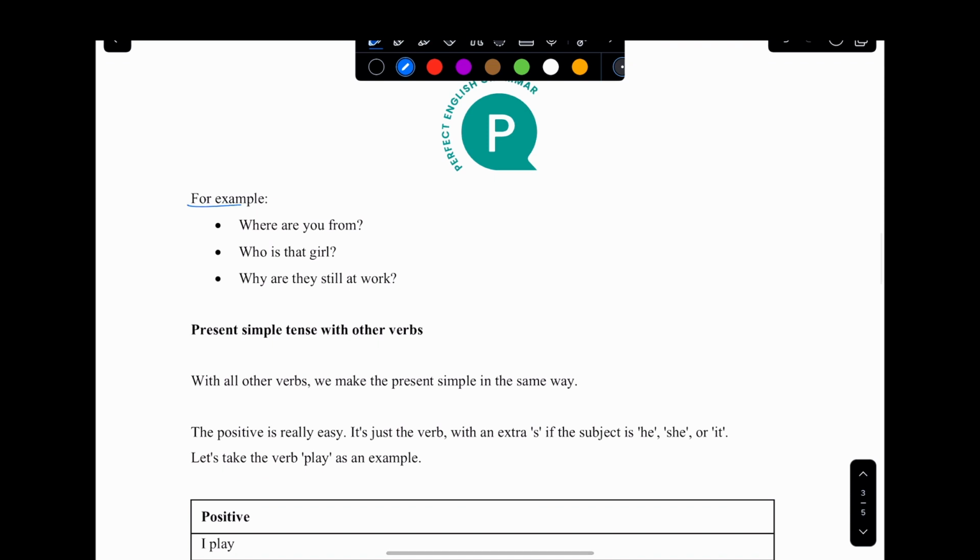So for example على سبيل المثال where are you from? So من أين أنت؟ So هنا استخدمنا أن subject تكون you، لذلك استخدمنا are.